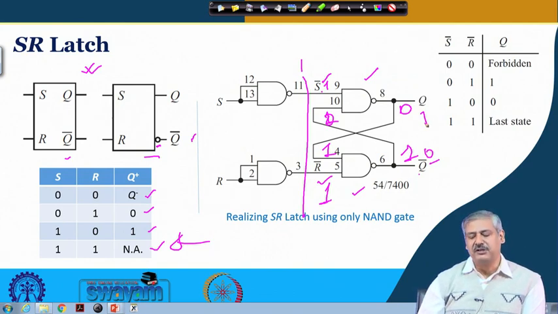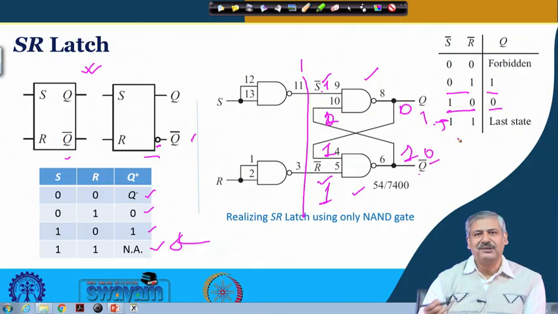Or you can see it from symmetry also, right? So this 1 1 is your previous state, right? Similarly, you can see 1 0 will be, output will be 0, 0 1 will be 1, and 0 0 it is 1 1 because it is forbidden, because after that if 1 1 follows, the output becomes unpredictable and depends on the race between this gate and this gate, okay.